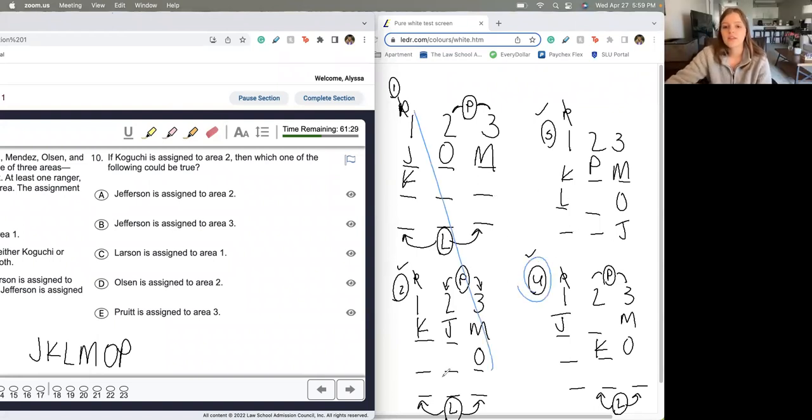So basically, these diagrams mean nothing to me right now. I can't look at them. I'm only looking at this diagram. So now we're looking for something that could be true, which means it just has to happen once. What could be true?